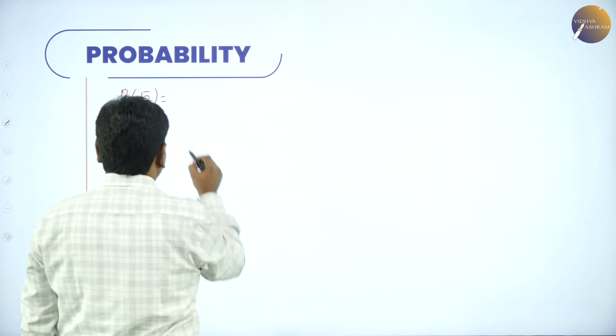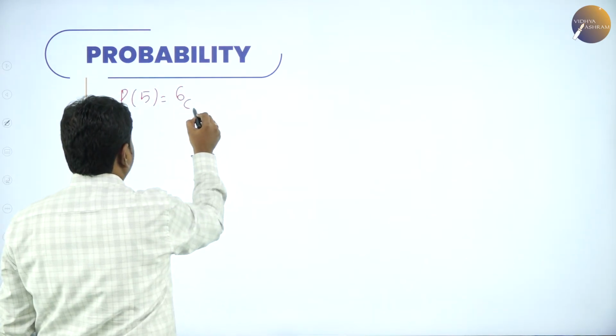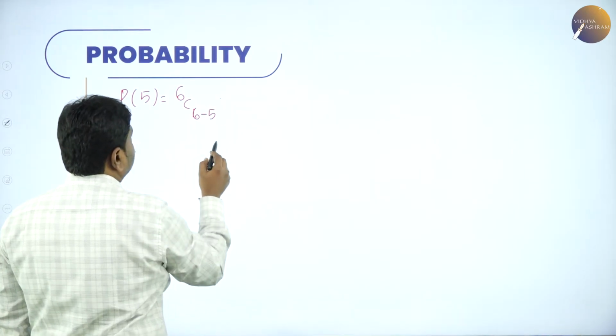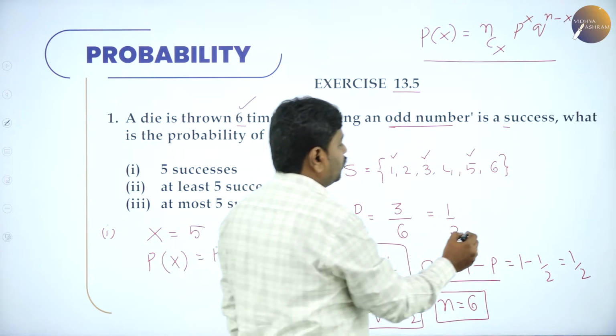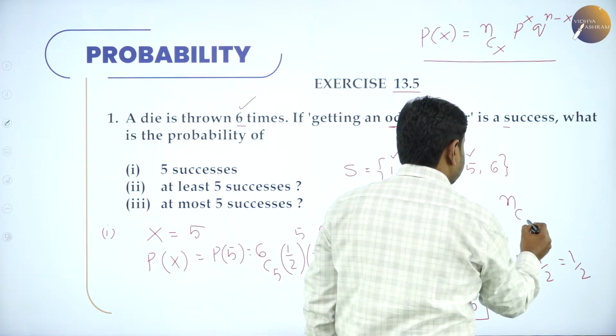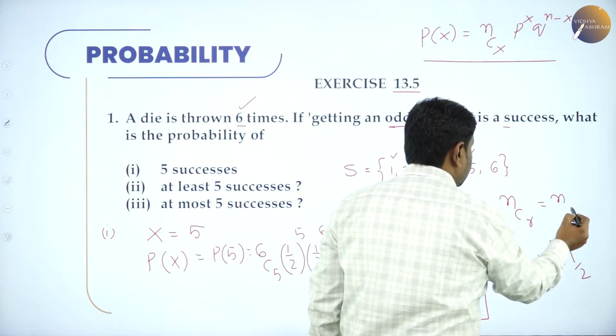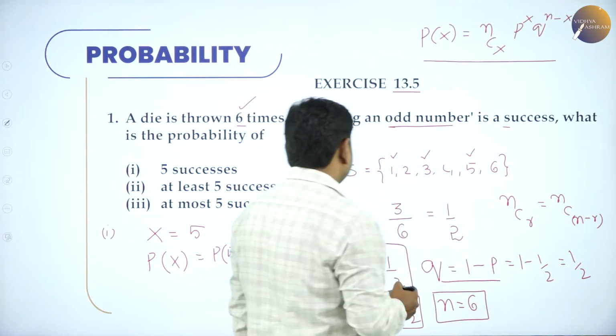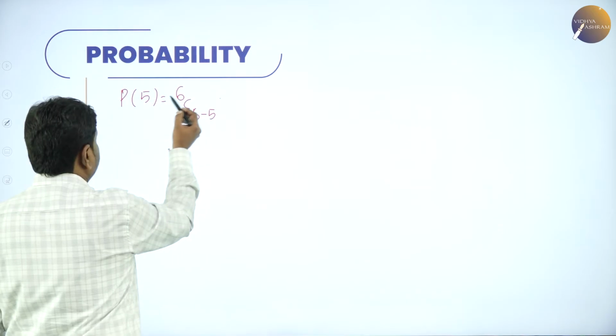6C5. 6C5 is the same as 6C1. All of you know 6C5 can be written as 6C 6 minus 5. So one of the important formulas you learnt in your first year PUC, nCr can also be written as nC n minus r. So the same thing we are using here. P of 5 is 6C5.